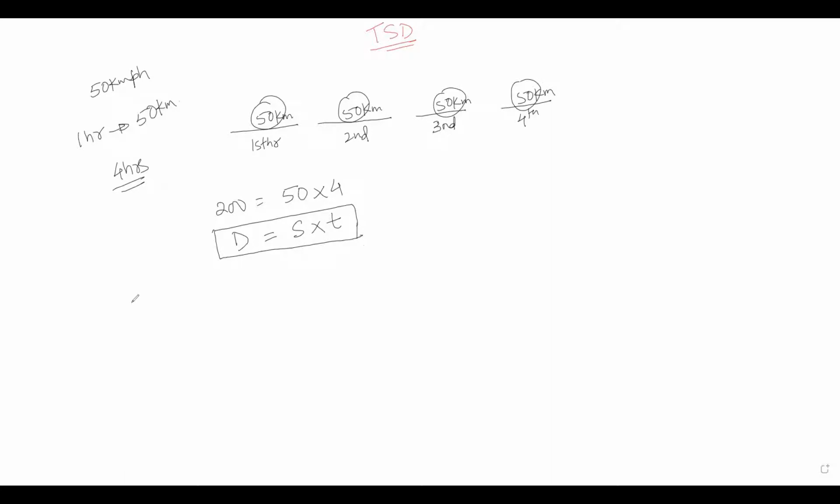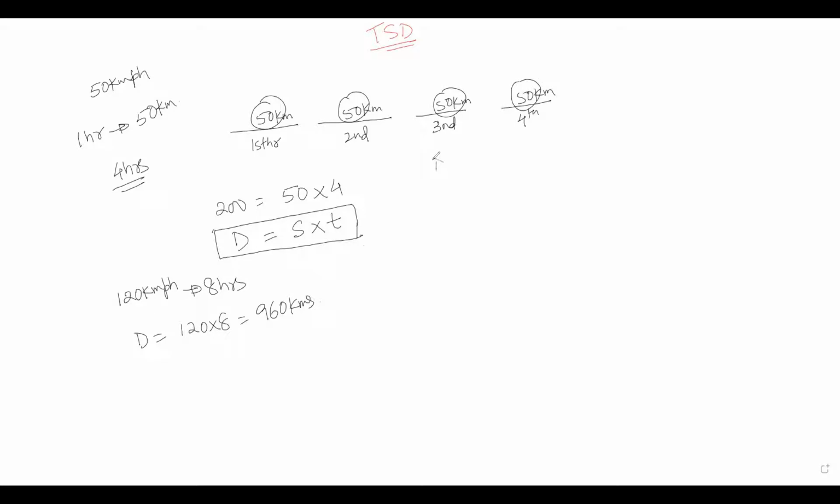So if we assume that a car is traveling at a speed of say 120 km per hour, and the car has traveled for say 8 hours, what would be the total distance covered? This would be simply 120 times 8, which would be 960 kilometers.